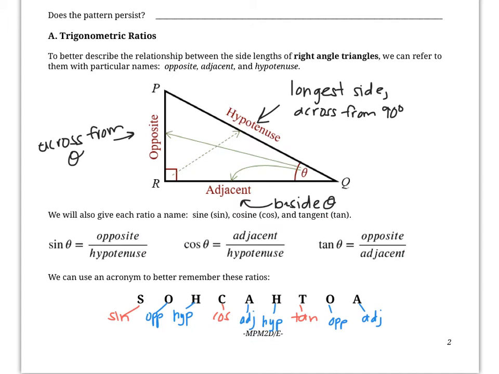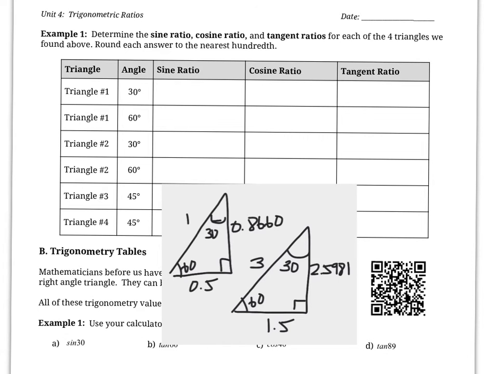SOH CAH TOA. So now that we have this fancy new terminology, sine, cosine, tangent, let's actually find the sine, cosine, tangent of different angles using the triangles that we found on the first page. So I just rewrote them. These are our 30, 60, 90 triangles. So I just rewrote them just so we can get to them easier, but you can just flip back to the first page. So let's find the sine, cos, and tan of 30 in triangle number 1, and let's find the sine, cos, and tan of 30 in triangle number 2.